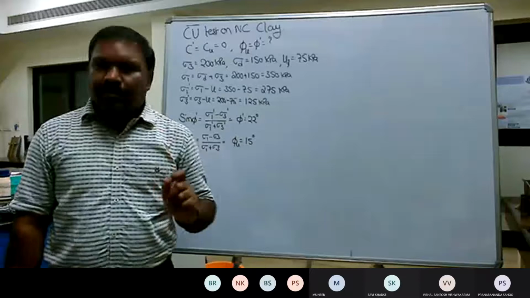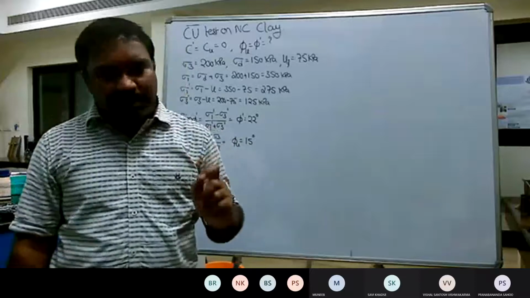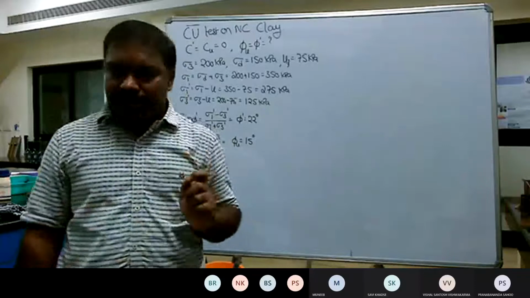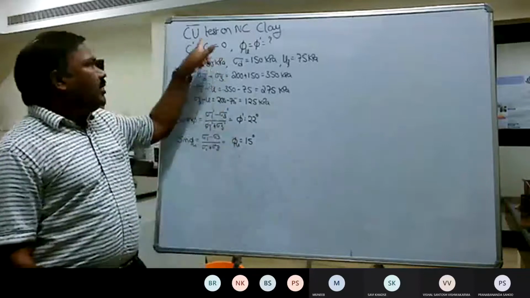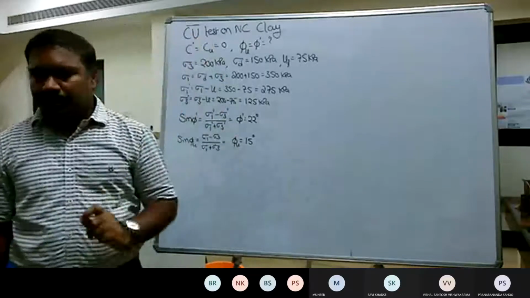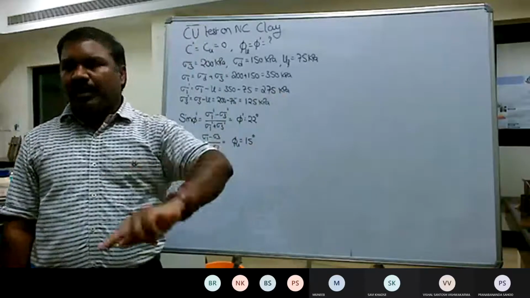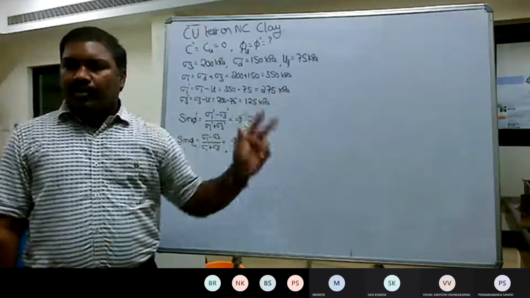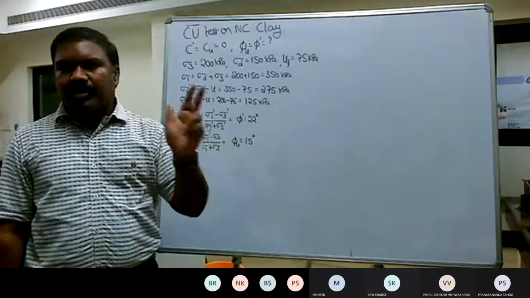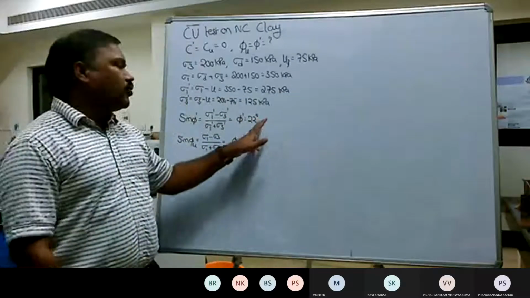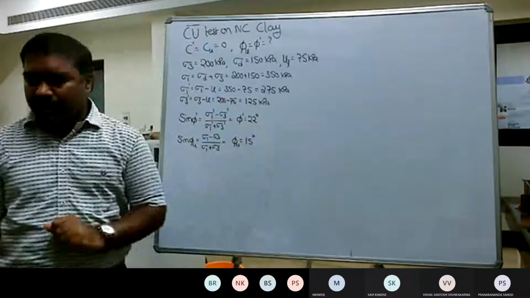This is because you are allowing the pore pressure dissipation during the consolidation as well as during the shearing stage. But in the consolidated undrained test, you are converting from drained to the undrained condition. So drained condition during the consolidation, undrained condition during the shearing. Therefore, you will get both drained parameters and the undrained parameters.